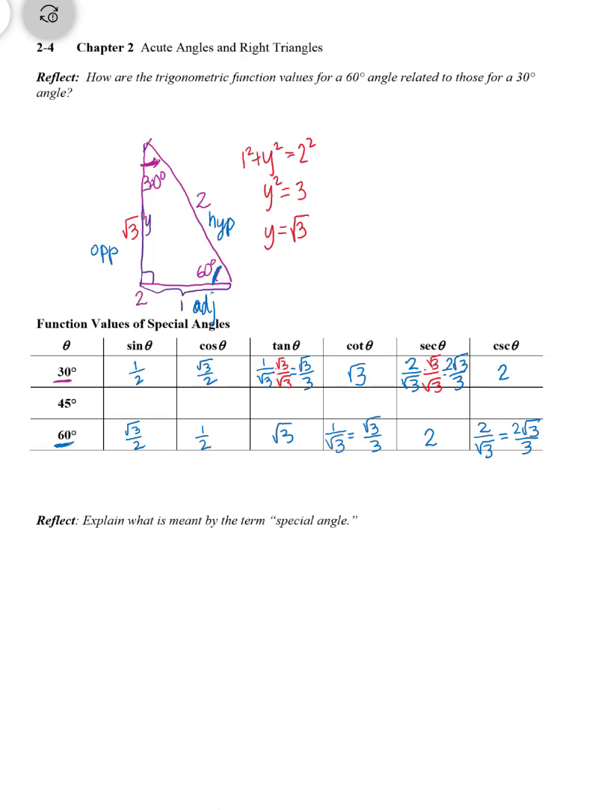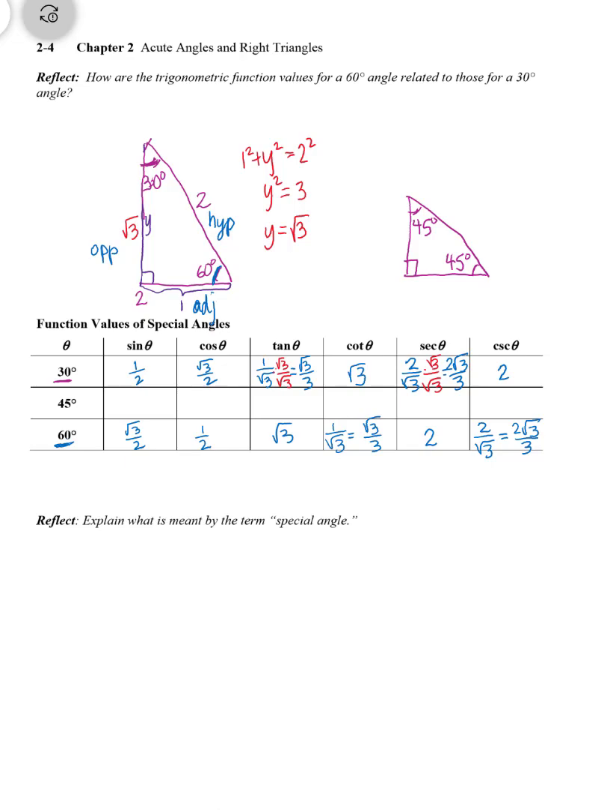Now, to find the 6 trig functions of a 45-degree angle, I'm going to draw a different triangle. Suppose that we have an isosceles right triangle. If it's a right triangle, we need to have one right angle. If it's isosceles, that means that these other two angles have the same measure. If we know that the sum of the angles adds up to 180, if we take away 90, we're left with 90. So the measure of each of these angles is 45 degrees.